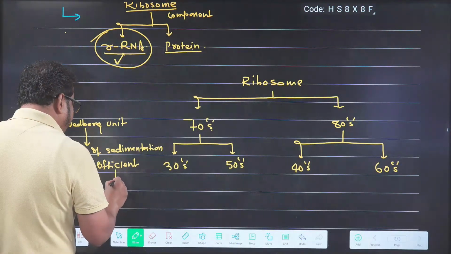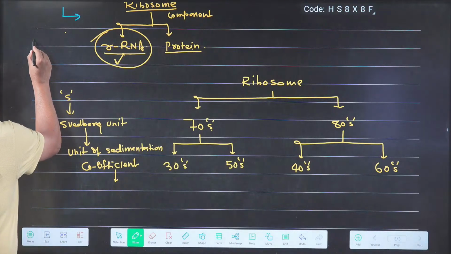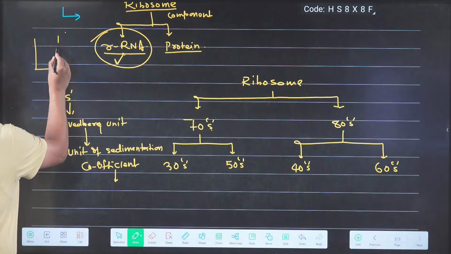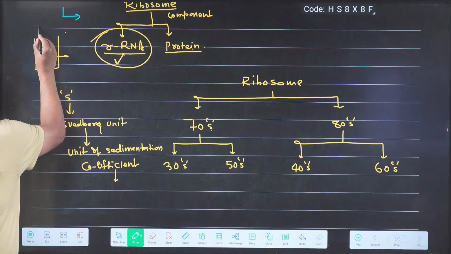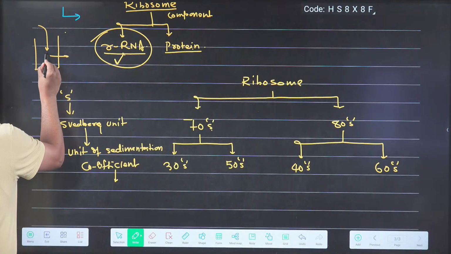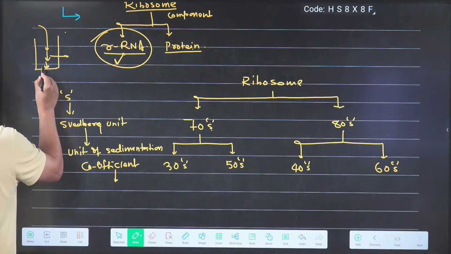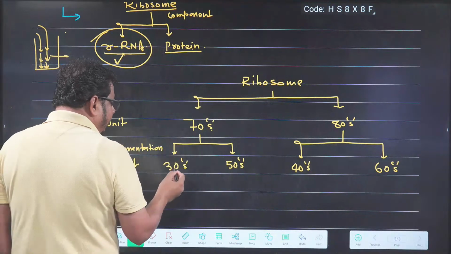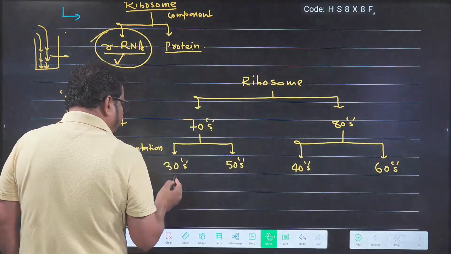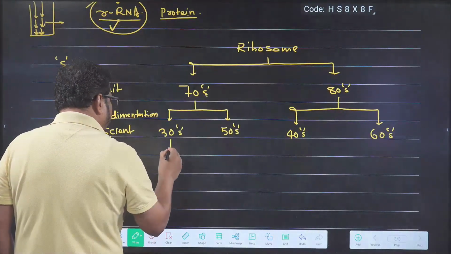What is sedimentation coefficient? Suppose that you are taking a liquid, and in that something is going to settle. With which speed will it settle in the bottom? That is basically the sedimentation coefficient. So S means sedimentation coefficient. Now 30S is which one? A smaller subunit.